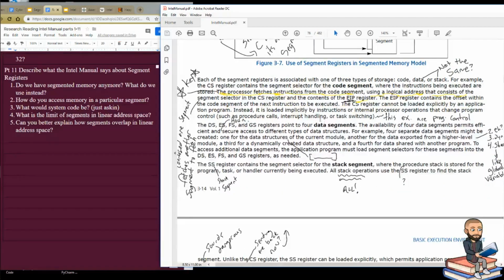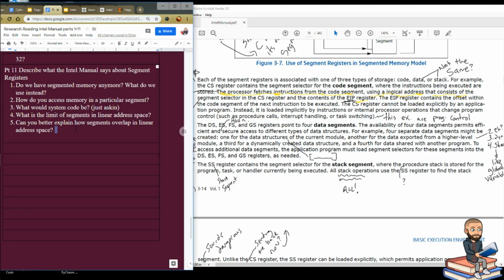Now here are some keys to understanding. Each of the segment registers is associated with one of three types of storage: code, data, or stack. For example, the CS register contains the segment selector for the code segment, where the instructions being executed are stored. Underlined in yellow because it's so important: the processor fetches instructions from the code segment using a logical address that consists of the segment selector in the CS register and the contents of the EIP register. Remember, that's the instruction pointer.